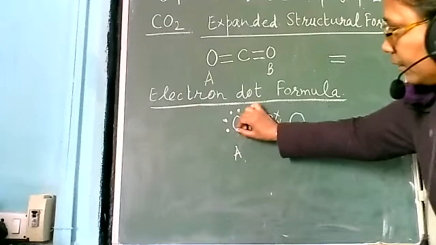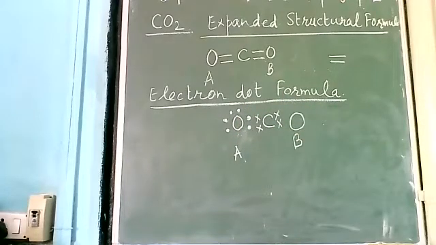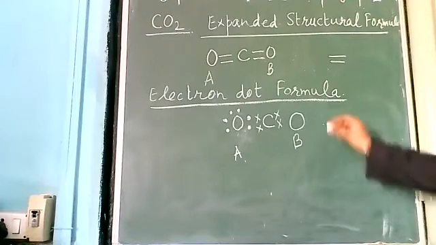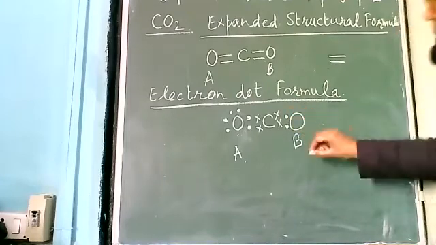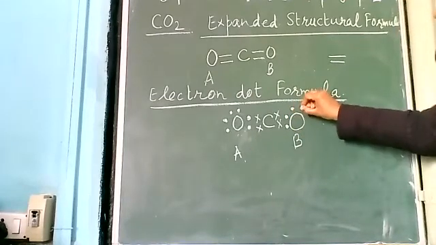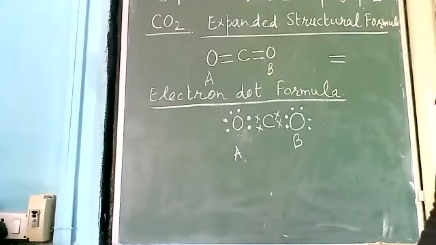It doesn't matter. Carbon also has 2 sides vacant. Am I clear? In the same way, the B part of oxygen will also share 1 pair of electrons here, and the rest 4 will be represented on the other 2 sides. Clear to everyone?